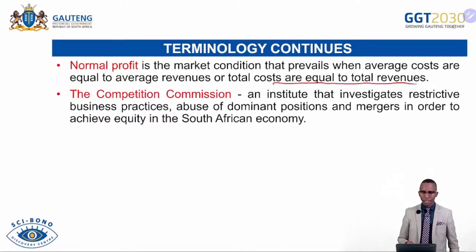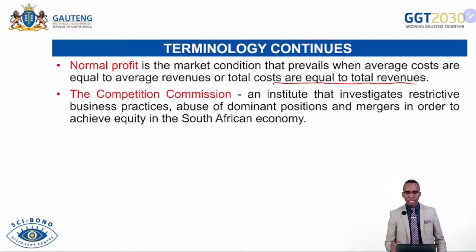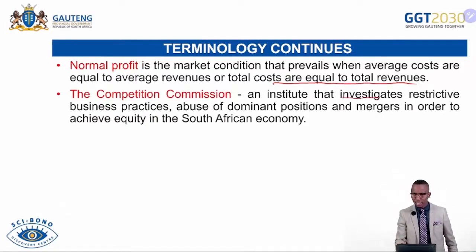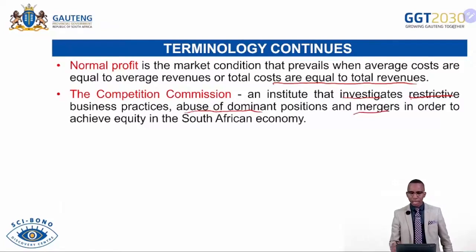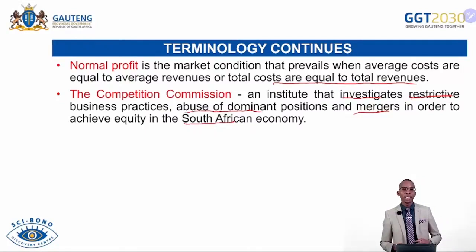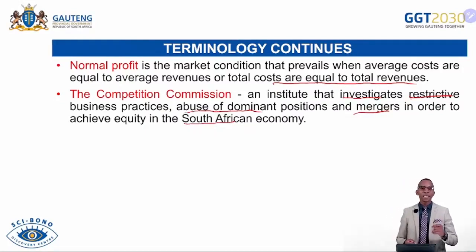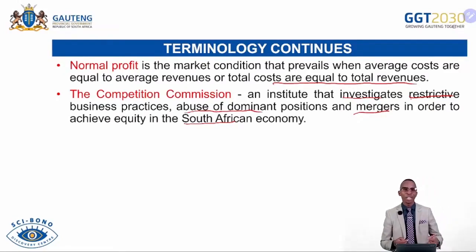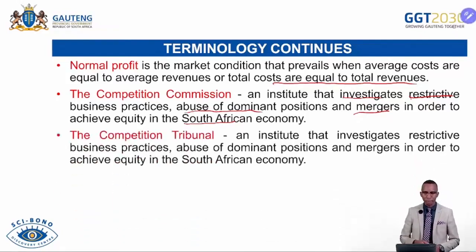The Competition Commission is known as an institute that investigates restrictive practices by businesses or the abuse of dominant positions, and measures in order to achieve equity in the South African economy. It mainly investigates the anti-competitive strategies or behavior, restrictive practices or collusive behavior that can be undertaken by businesses as they try to prevent competition at the expense of consumers.